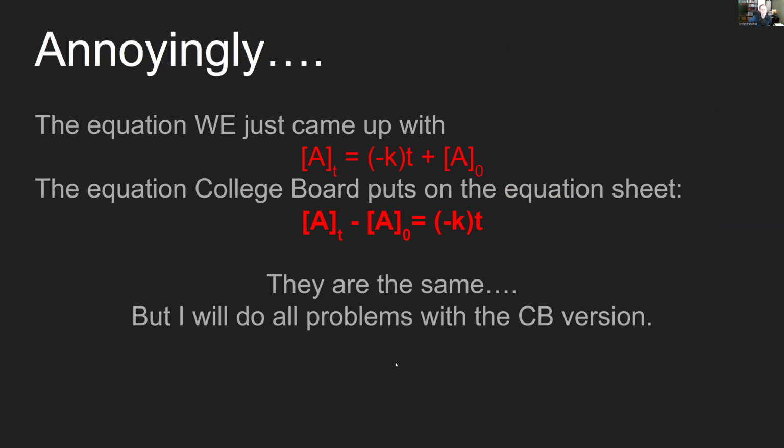Annoyingly, the College Board puts a slightly different equation on there. What do they do for their equation sheet? They move the b value, or the intercept, onto the same side as the y. So you'll notice that it says the concentration of A at time t minus the concentration of A at time 0 is equal to minus k times t. These are both the same equations, but all the problems that I'm going to use are going to be the ones from the College Board equation sheet, so that way you're accustomed to it.